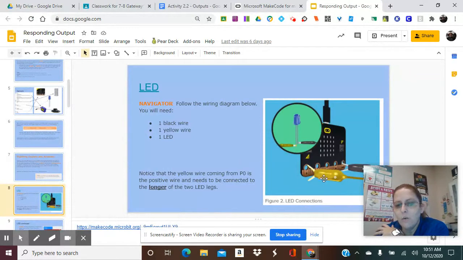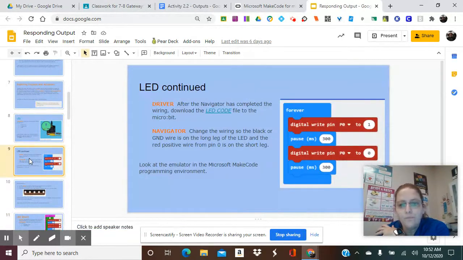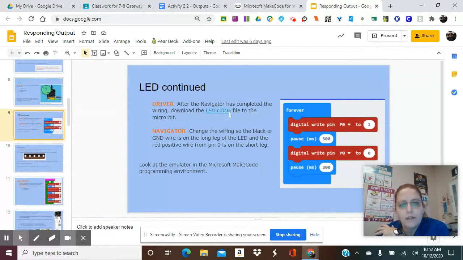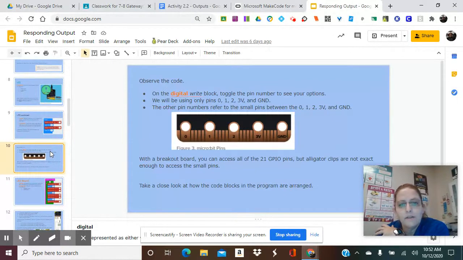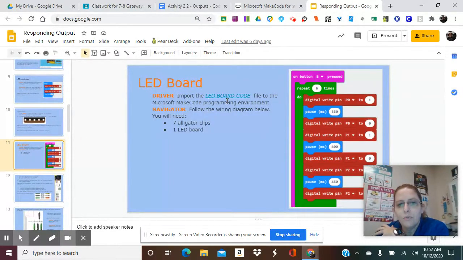Okay, so the yellow one that's attached to the pin 0 is also attached to the longer leg. If it's not working, flip those around and see if that makes a difference for you. Okay. This is the code we did. It's also right there. These are the pins, the digital write box, and now we're on the digital board, which the code is here as well.